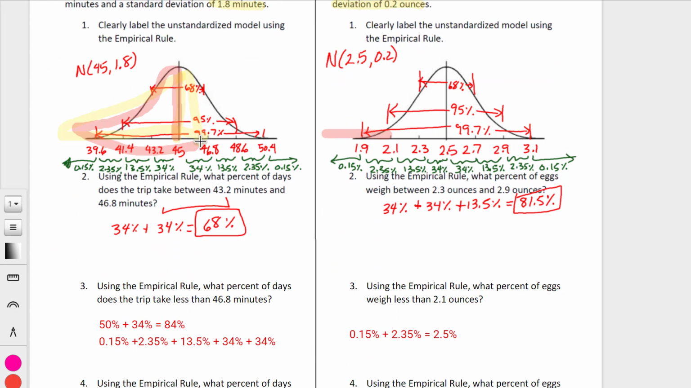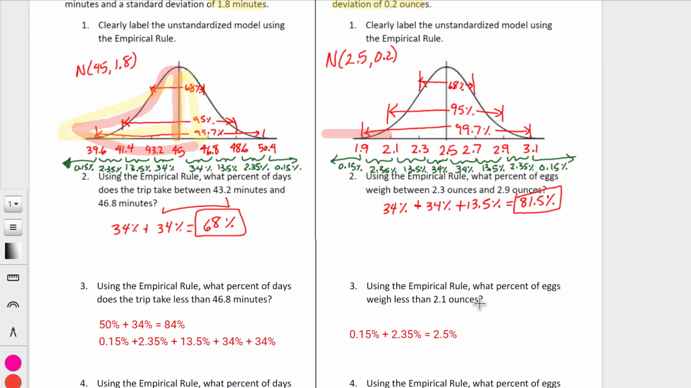What percent of the days does the trip take less than 46.8 minutes? There are a couple ways you could do this. One, you could realize that this first section that I have highlighted is half the area, so that's 50%. Then we just need to add this one little extra piece here, which is 34%, and I get 84. Or, if you're more comfortable, you can say, I need to add everything in front of the 46.8. So you have 0.15, 2.35, 13.5, 34, and 34, and you get the same answer.